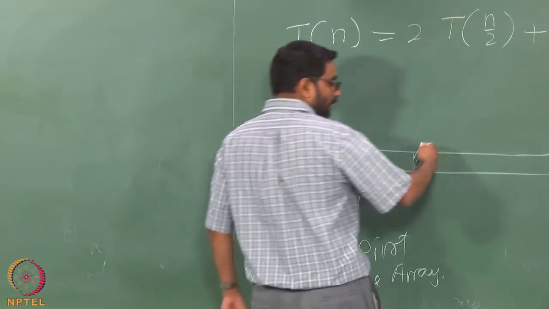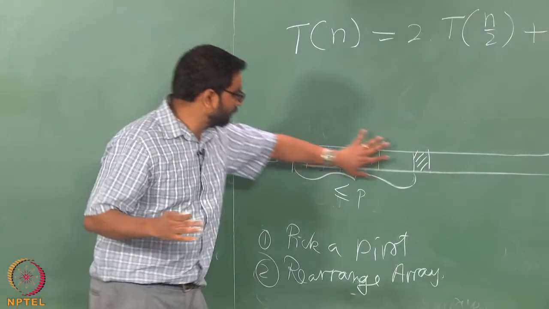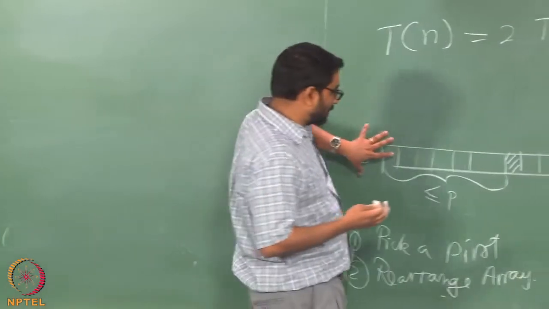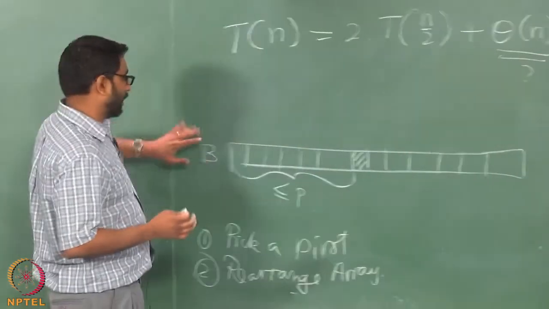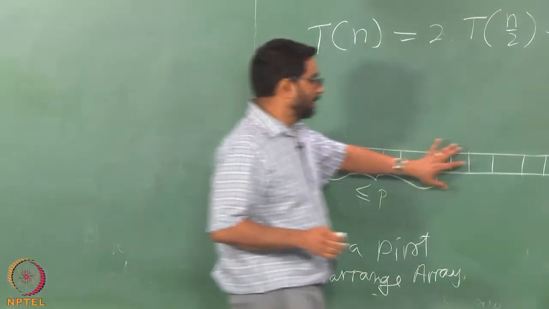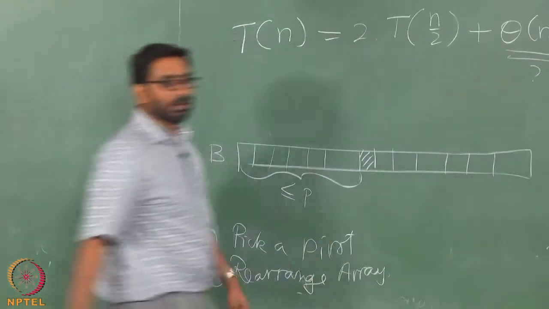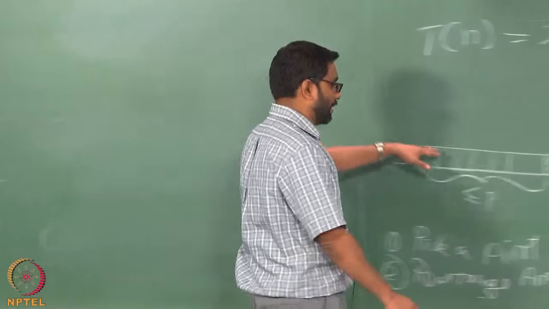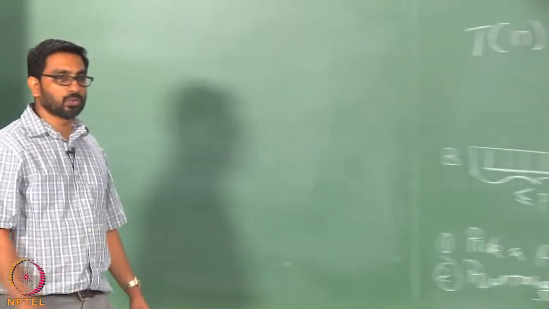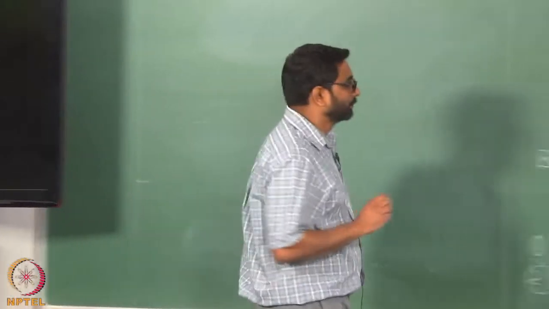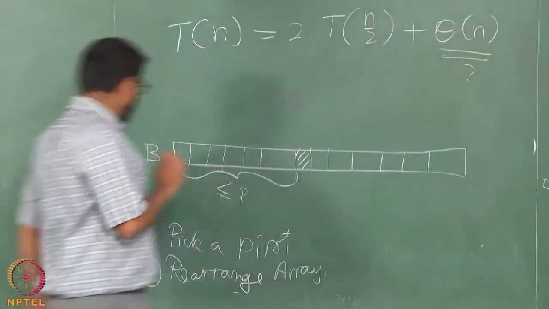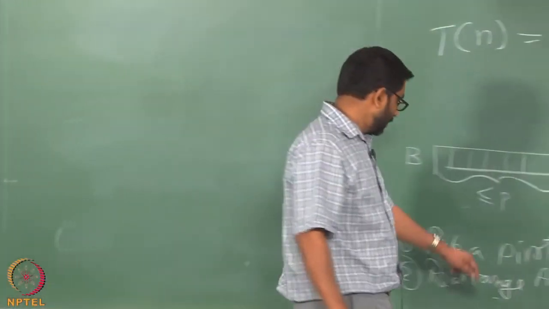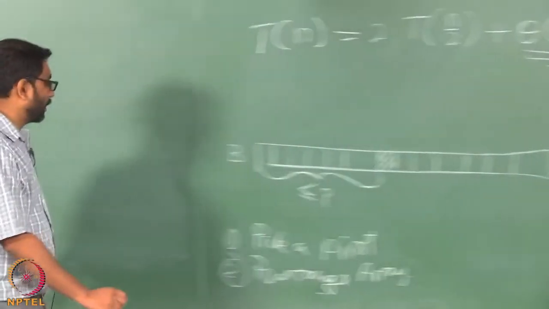Then again, whatever is left, whatever has not already been used over here, you're going to fill it up over here. This step of rearranging the items and putting them into this array B is what gives you this theta of n. You have to go through the entire list of array elements to be able to create this array B. There are some fancy things you can do to simplify it, but this is the idea.